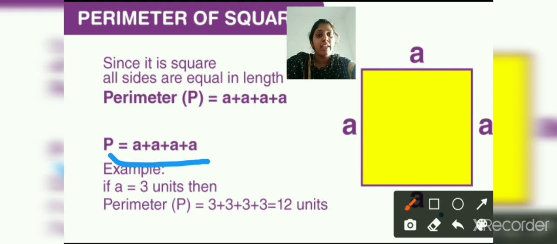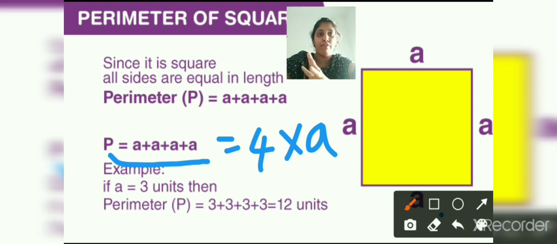This can also be written as 4 into A, that is, we are adding A 4 times. Either it can be found by adding all the sides, or the perimeter of a square is equal to 4 into side. A is nothing but side. Because all 4 sides are equal in length, one side is taken as A. So 4 into A is the perimeter of a square.